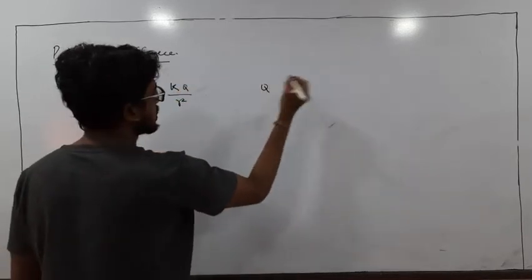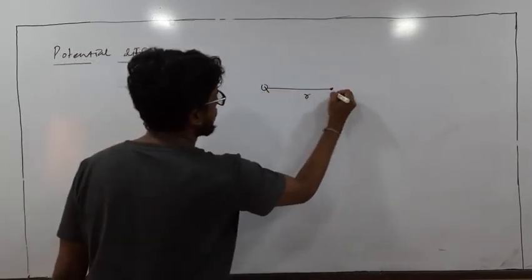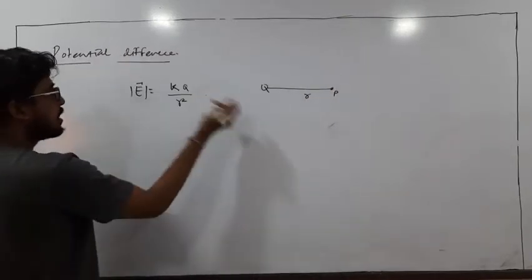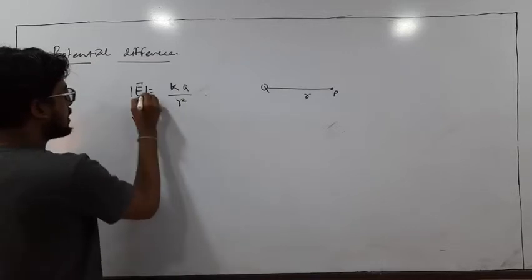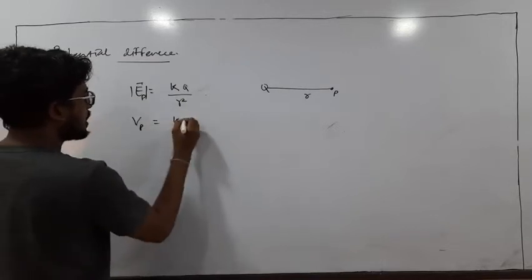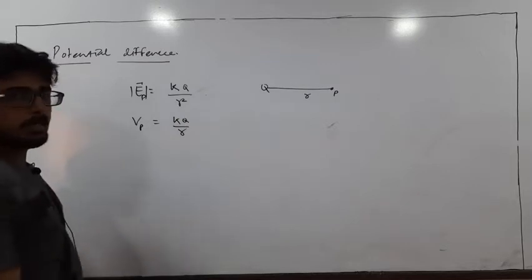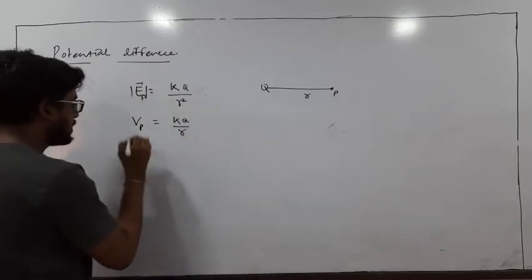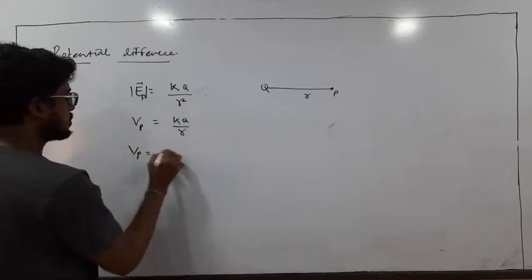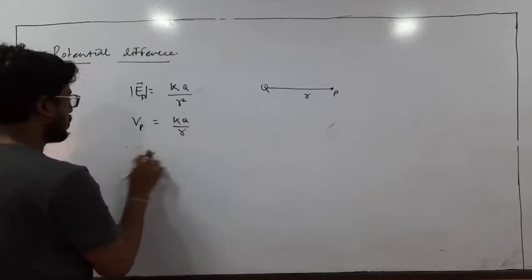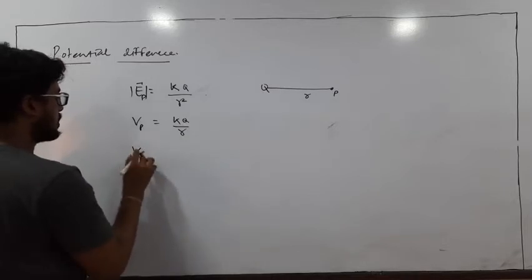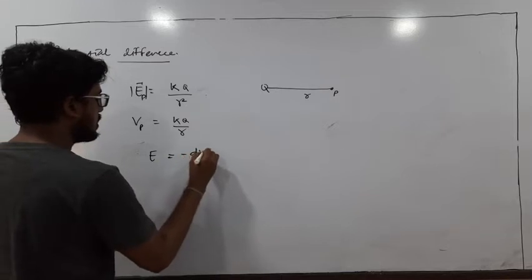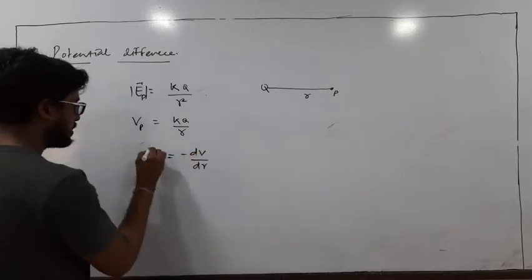If here is a charge q and at a distance r there is a point of observation P, the electric field intensity at this position will be this much. Same as that, V at P will be kq by r. So from this we can derive that the electric field E is equal to minus dV by dr. This is a vector symbol.